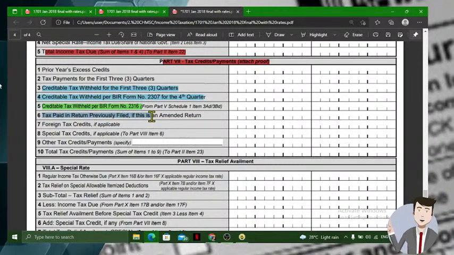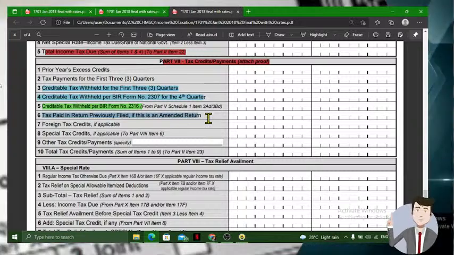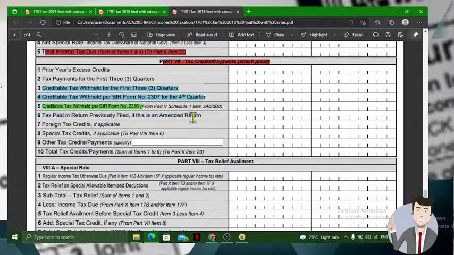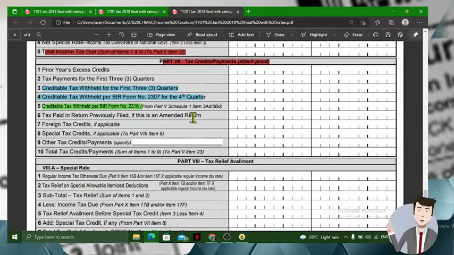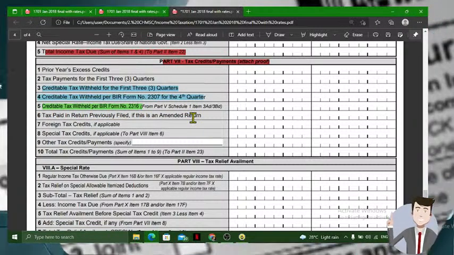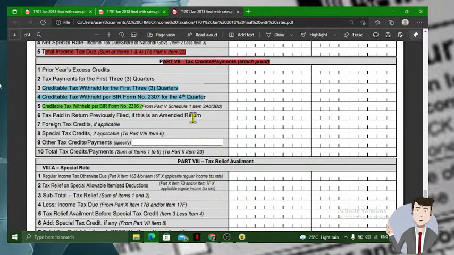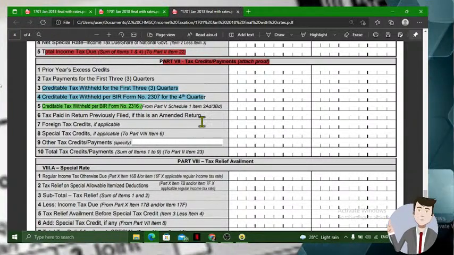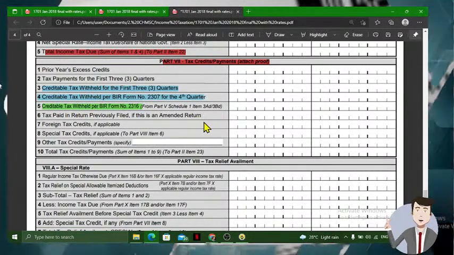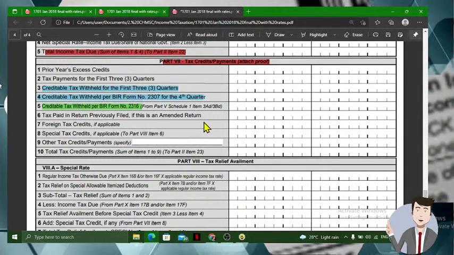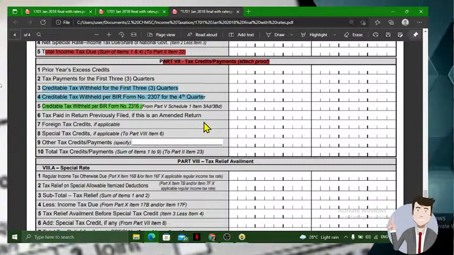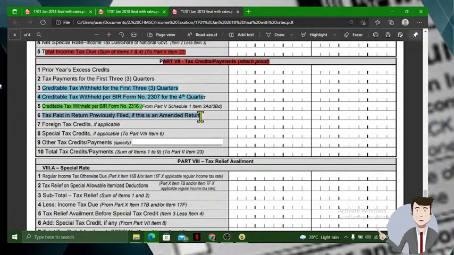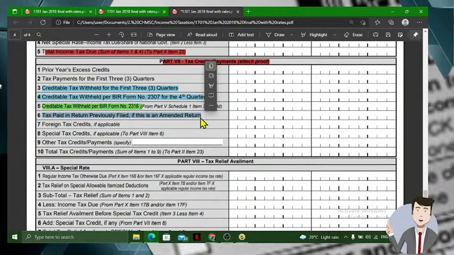previously filed if it is an amended return. So guys, if this return is the amended return, whatever amount was paid in the previous filing, on the original filing, should be deducted. Okay? Since this is the original filing, or the first filing of the BIR tax return for taxable year 2021, this portion is not applicable. It is only applicable for an amended return.